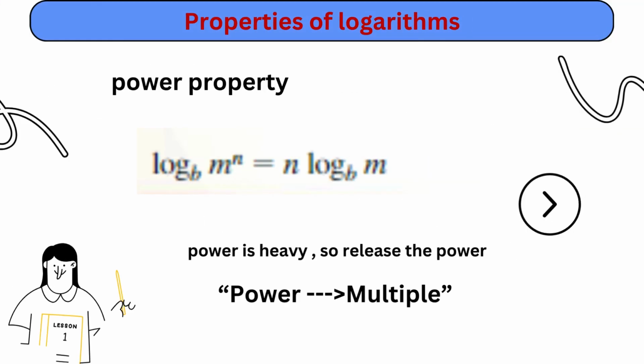Consider the power property of logarithm. Log of m power n to the base b equals n multiplied by log of m to the base b. Here we can see n is the power of m, which means it is heavy over m. Hence remove the power as a multiple of the log function. Remember the phrase: for power form, use multiple of log function.